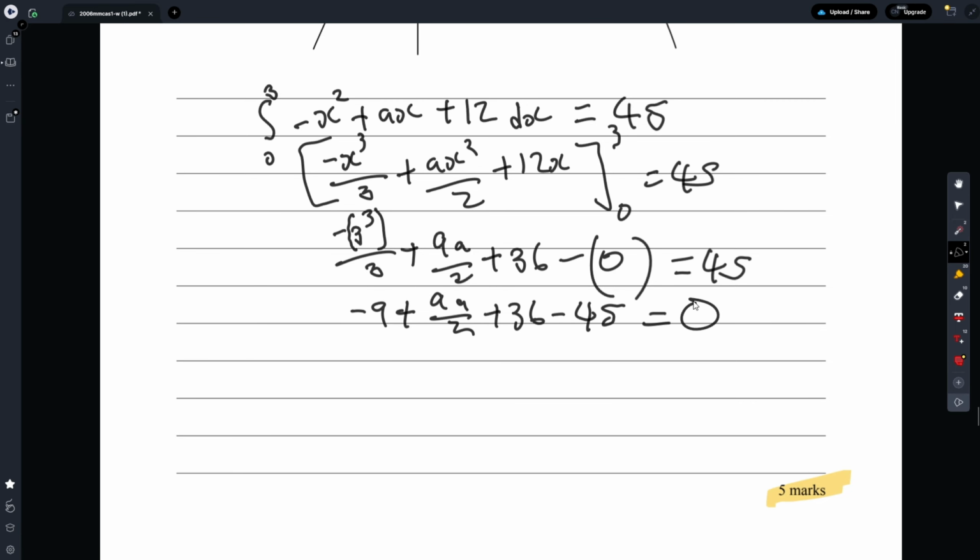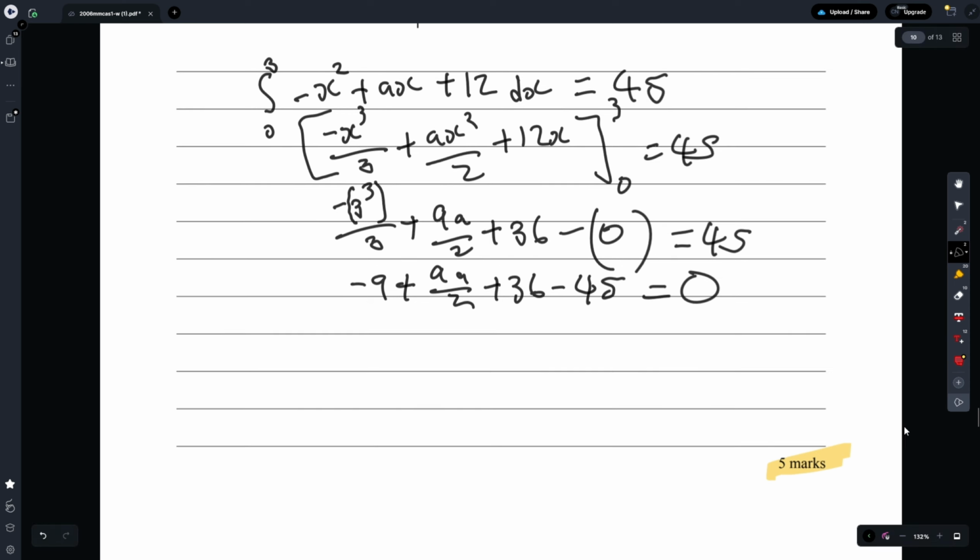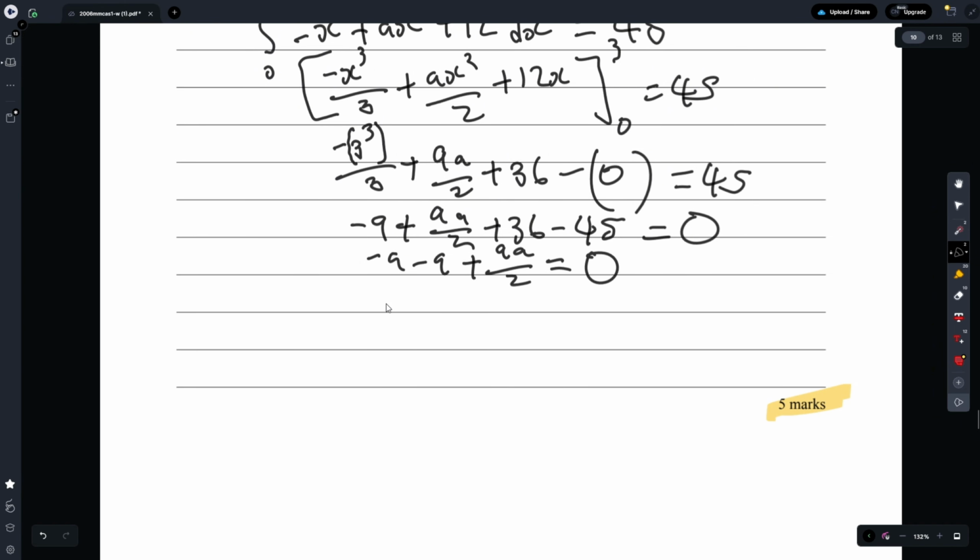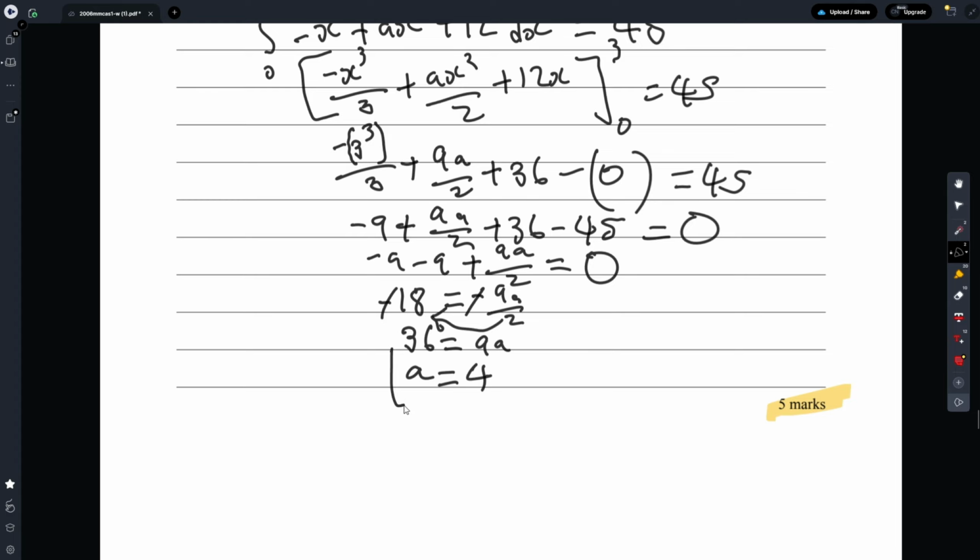I just want to move everything to the right to make it nice and easy to read. 36 minus 45 is negative 9. Negative 9 minus 9 plus 9a on 2 equals 0. You get negative 18 is equal to negative 9a on 2. We get rid of the negatives, move the 2 over. 36 equals 9a. That means that a has to equal 4.